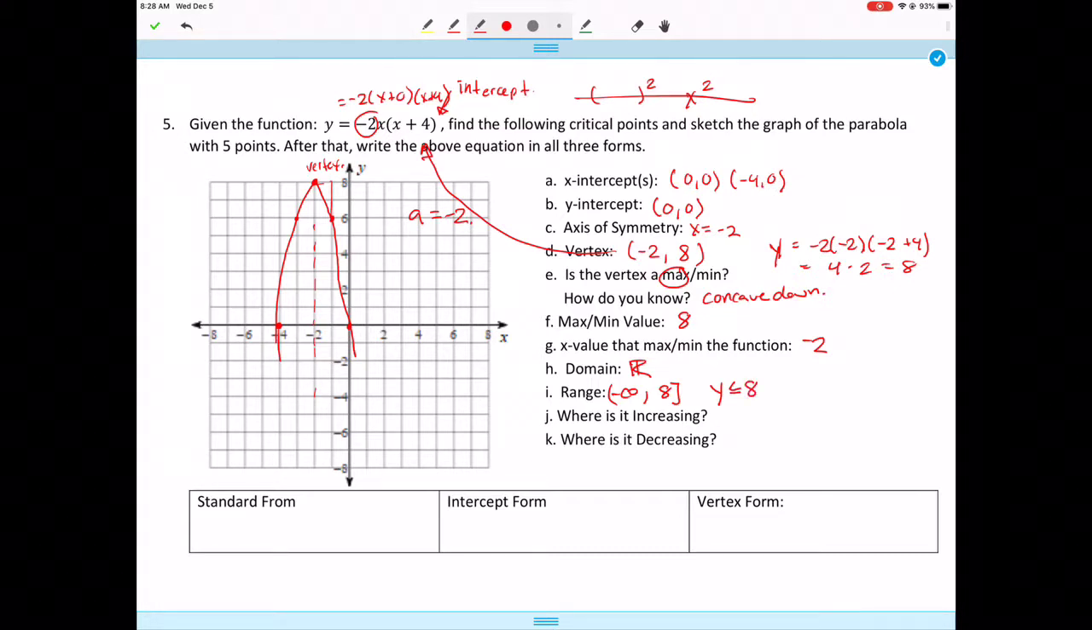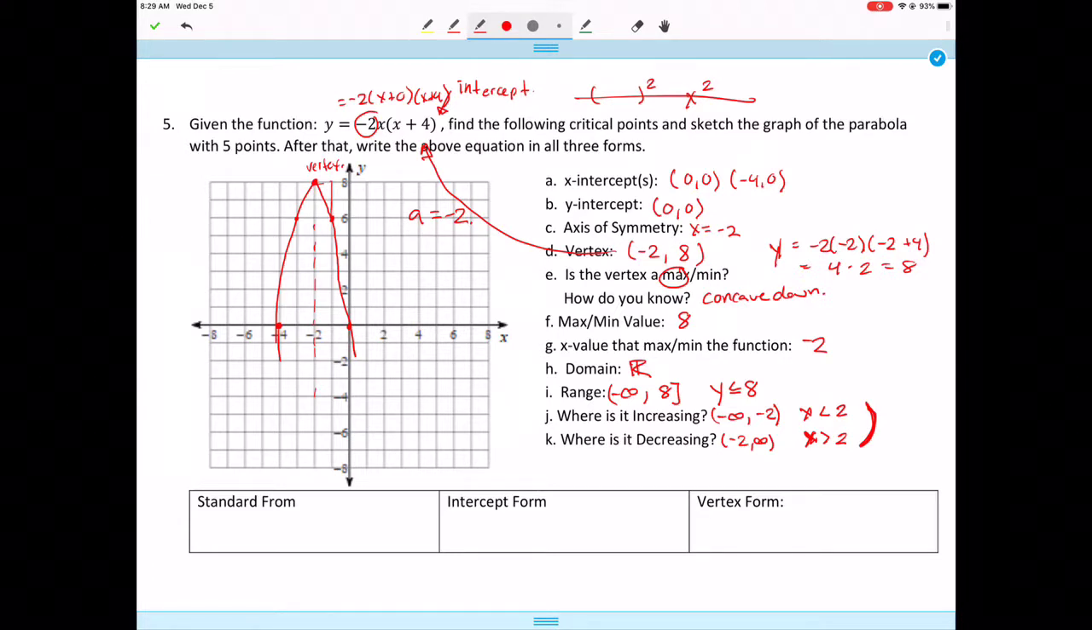Where is it increasing? It goes from negative infinity to negative 2, okay? Or you could write that as all x values less than -2. And then for decreasing, you could go from negative 2 to infinity, or x greater than -2, okay? I kind of like this better, but either way is just fine, okay?